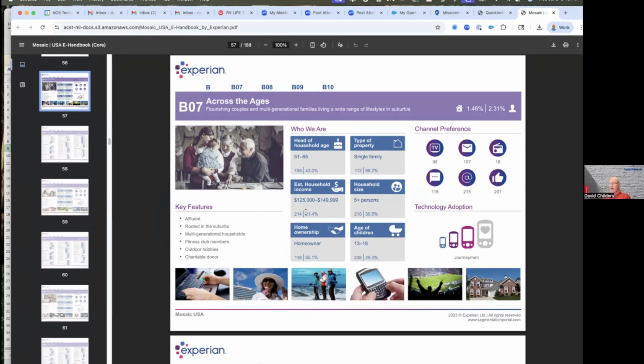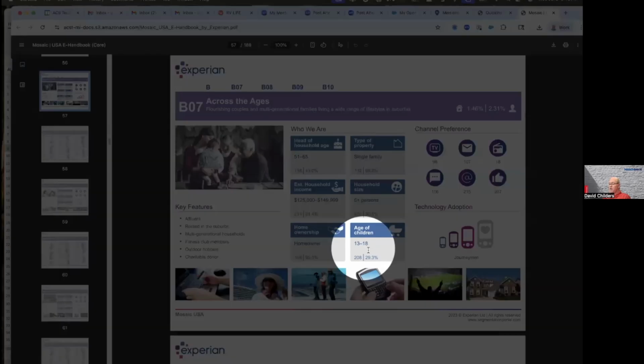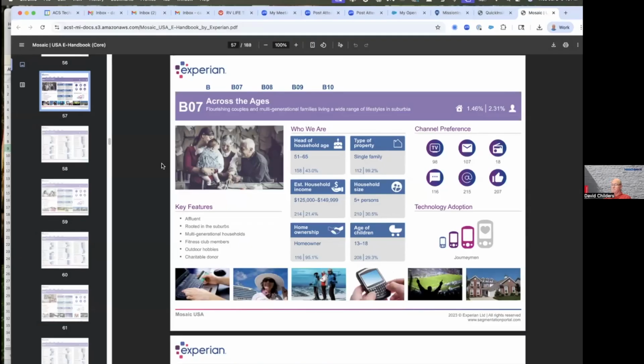Ages, single family, income, how many family members are there? 51 to 65, there are probably some teenagers in this group, and there may even be a single parent with kids back in the house with their kids, as you're looking at right there from that perspective. And again, this is for the congregants in that. This is, yes. That's right. This is looking at the most likely group to find in that area are B07s.